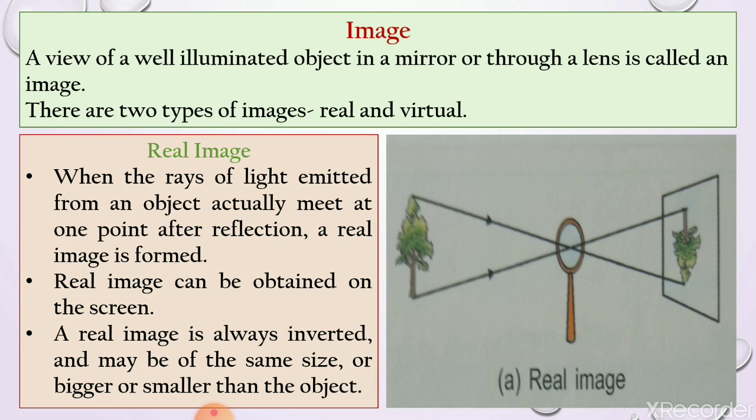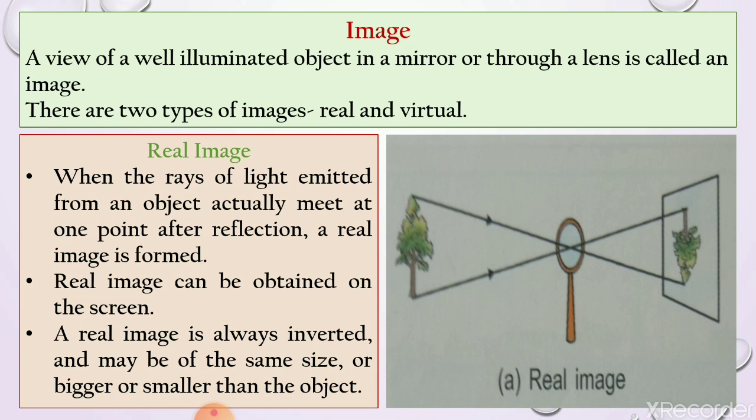The image that can be obtained on a screen, that image is called real image. And some examples of real image you know very well, as in a cinema hall we see the images of all the actors and actresses on the screen. So that image formed on a cinema screen is an example of real image. Another example of real image is the images that we get from a pinhole camera, because those images also can be received on a screen. So those images also are real images. Okay.